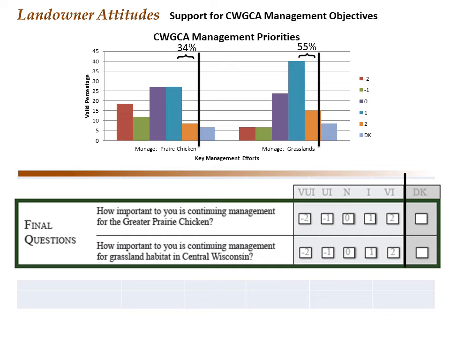This is what the results came back. We looked at two different priorities. How important is it to you to continue managing for the greater prairie chicken versus how important is it to continue managing for grassland habitat? And I just want to point this out briefly. The change in those words between a state threatened species as the focus of management and grasslands, we saw a significant change in how many people were willing to support those priorities.